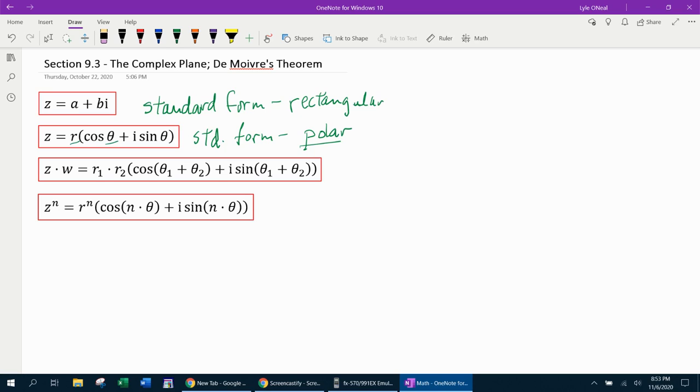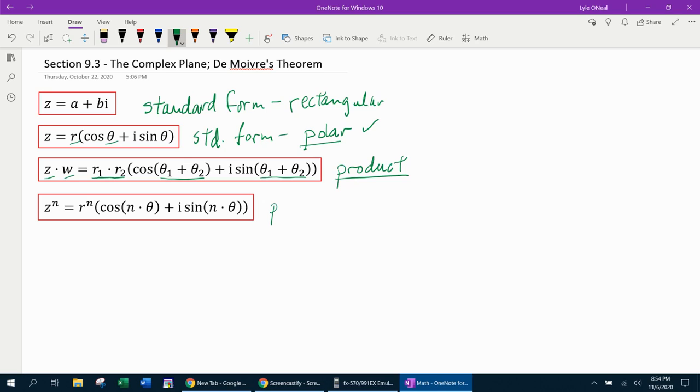The third formula I have here is for the product of complex numbers in polar form. So this formula will find the product, z times w, of two complex numbers that are in polar form. And if you notice what it says to do, this formula is just super easy. It says you're going to multiply the radii and add the angles. And that's pretty much it. So if you know how to multiply numbers together, and if you know how to add numbers together, then you can do this product formula.